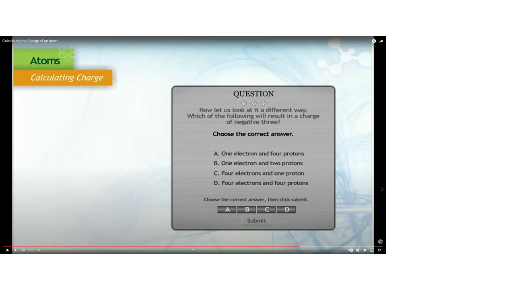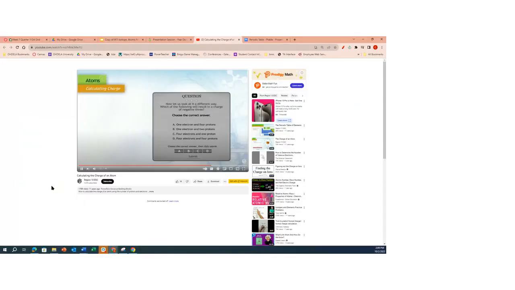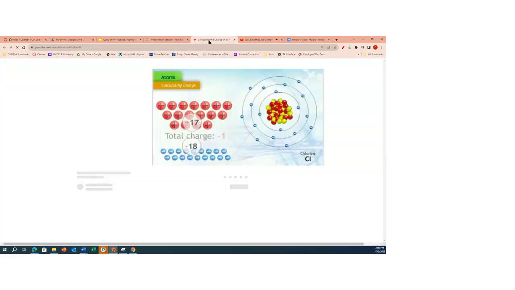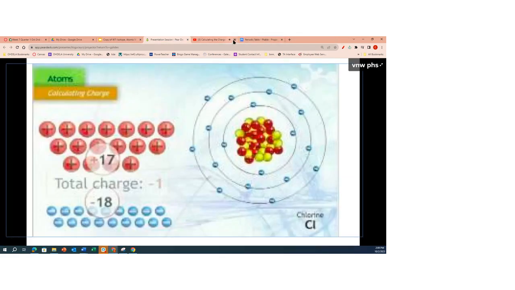That happens. Thanks, Kamaya. So it looks like we need some help on that for sure. The correct answer is C, 4 electrons and 1 proton. 4 negative charges plus 1 positive charge.